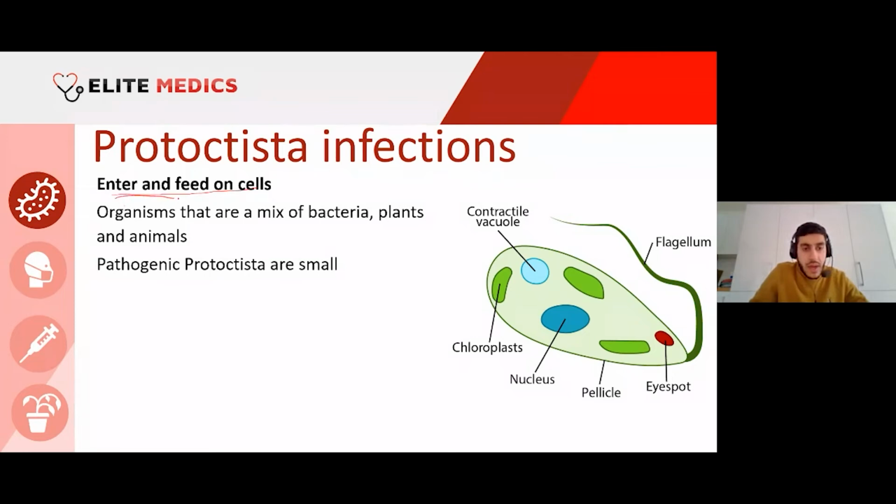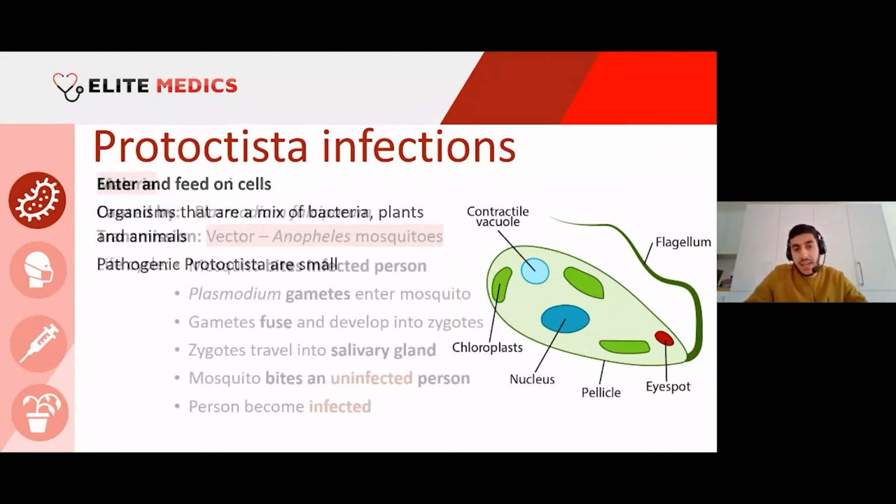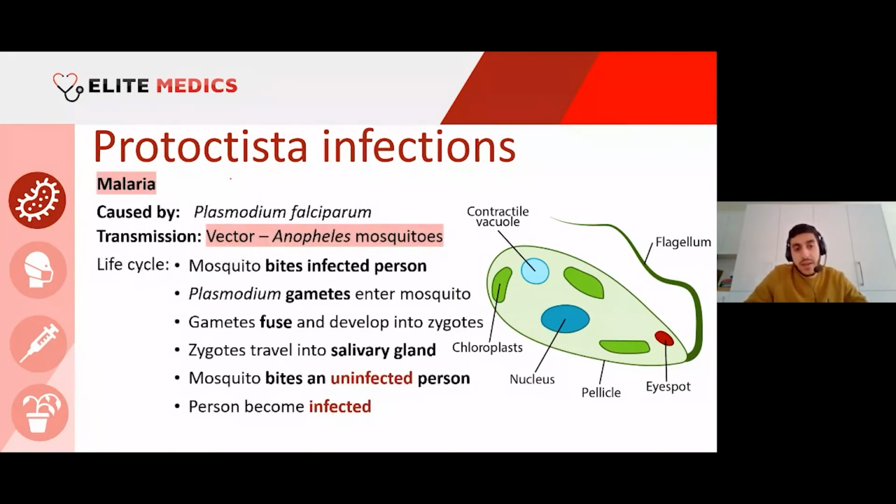So yeah, a good example of that is malaria. Malaria obviously is caused by that certain pathogen, but it's transmitted by mosquitoes. So the way it happens is a mosquito will bite an infected person, and then these Plasmodium gametes, which is what the pathogen is, will enter the mosquito, and they'll develop into zygotes. Zygotes will travel into the salivary gland. Sorry, that should be, yeah. So it bites an infected person, and then it's just a way of passing it on.